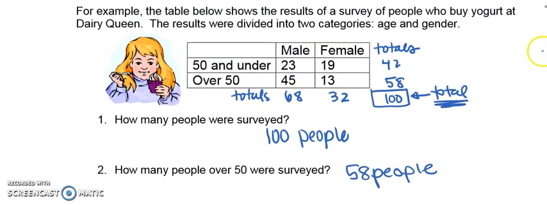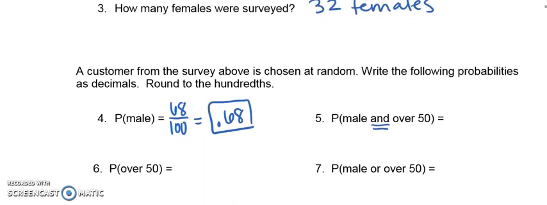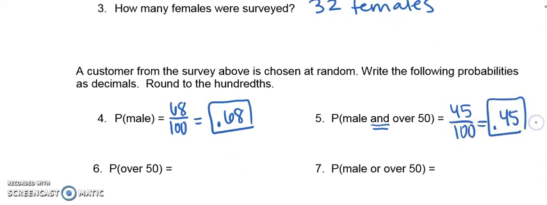Male and over 50. So and means both. So not only does it have to be a male, they have to also be over 50. So in our case, that's going to be 45 that are males and over 50. So 45 out of 100, which is 0.45.